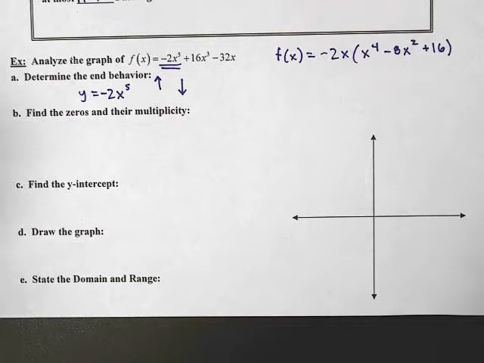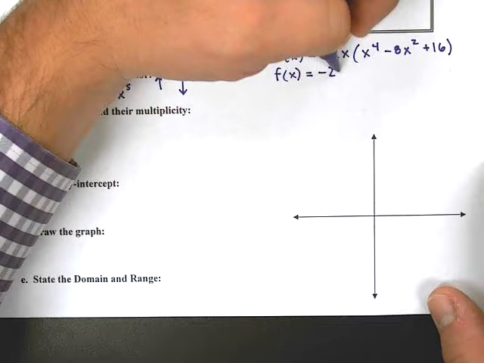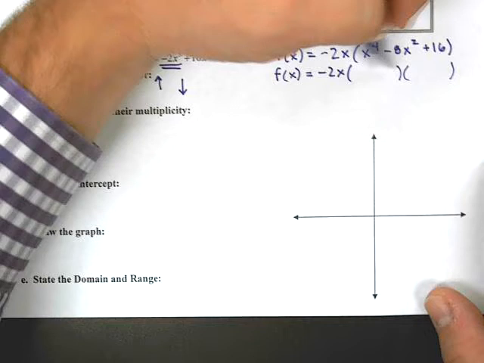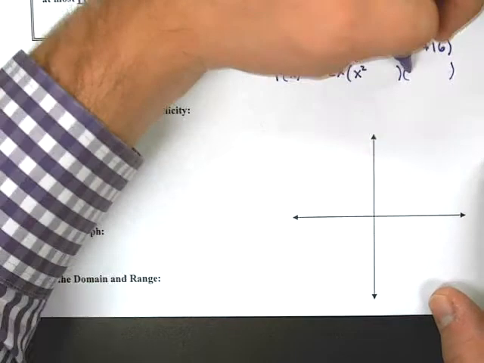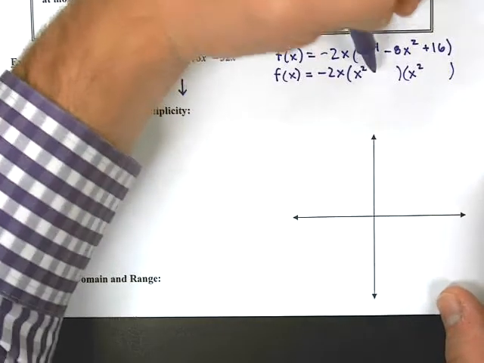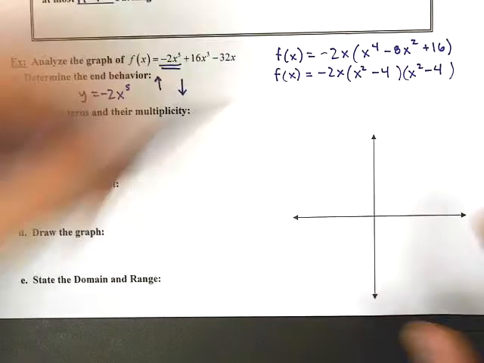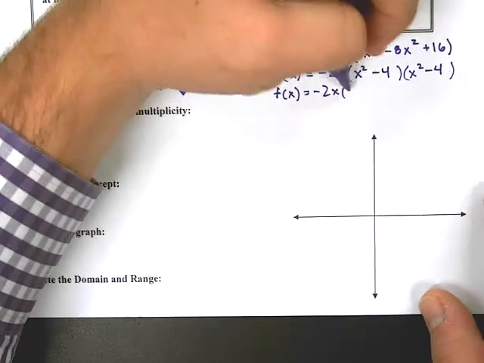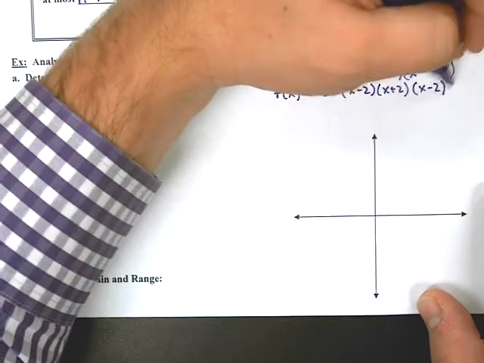All right. I move on. I keep that negative 2x there, but I know I have a trinomial, so I'm going to try to factor it using our normal factoring methods. The only difference is this is x to the fourth, so these have to be x squareds. All right? Well, this is actually pretty nice. That's just minus 4 and minus 4. All right? So, we can continue. I can say this goes to x minus 2, x plus 2, and then I can do this as x minus 2, x plus 2.